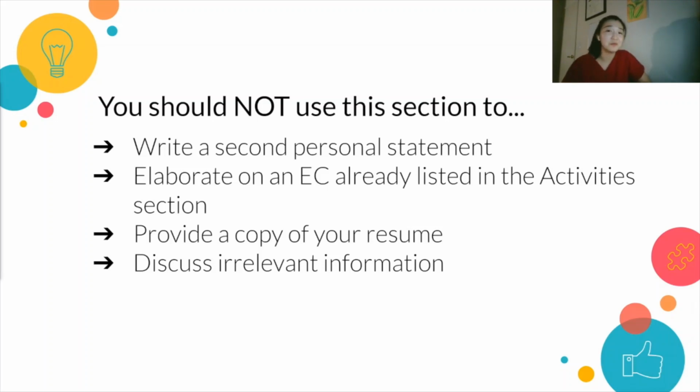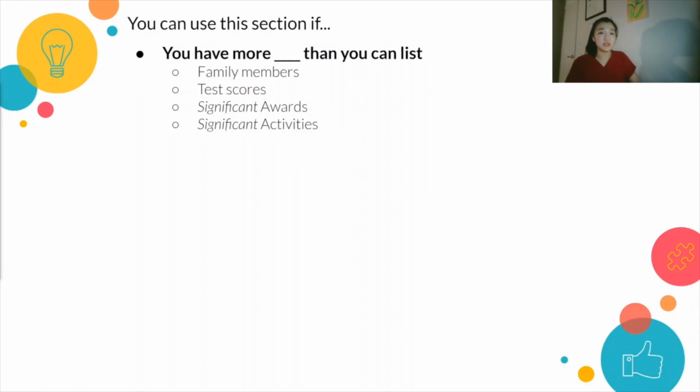And last of all, a pretty obvious one, is don't discuss any irrelevant information. You want every single bit of information in your college application to tell admission officers that, hey, I am a strong student, accept me into your school. So you can use the additional information section if you have more information than you can list. And that information can be anything from family members, to test scores, to significant awards, to significant activities.